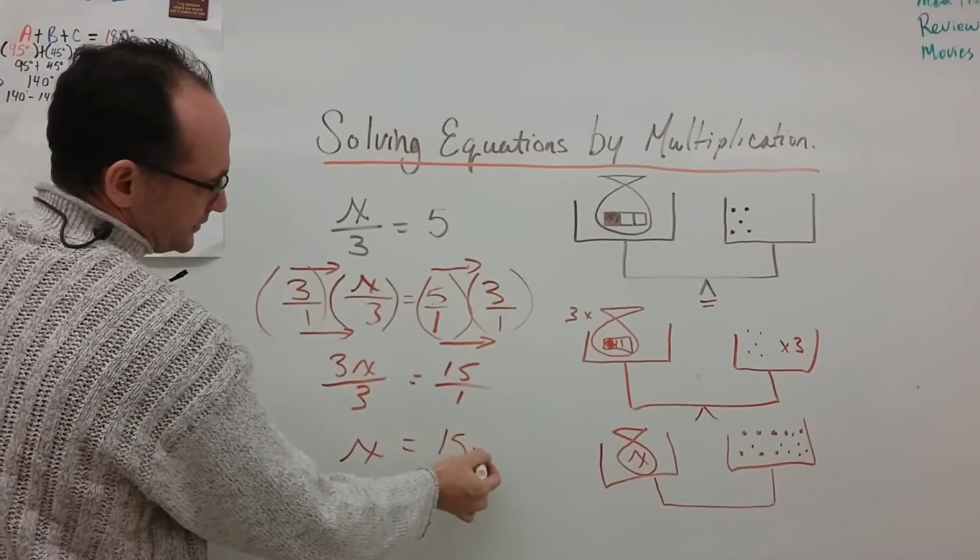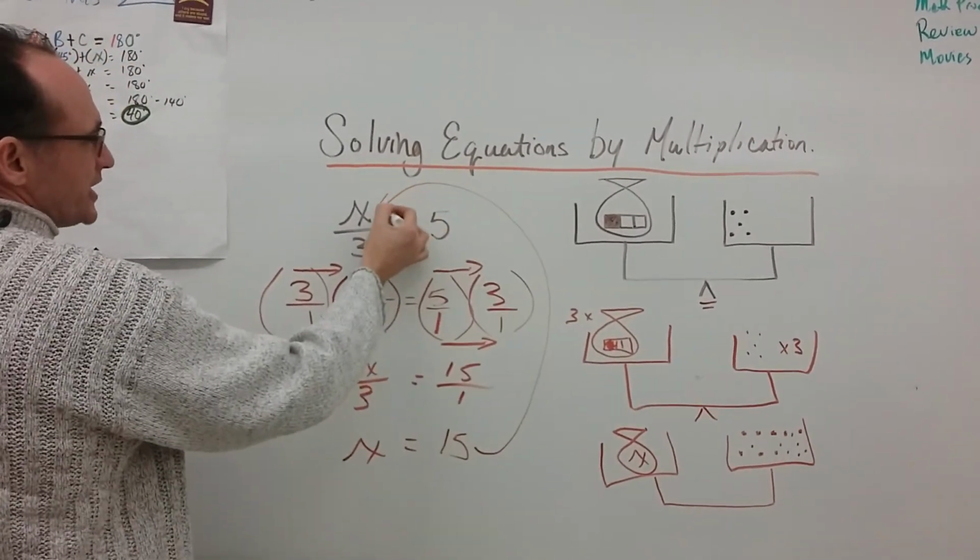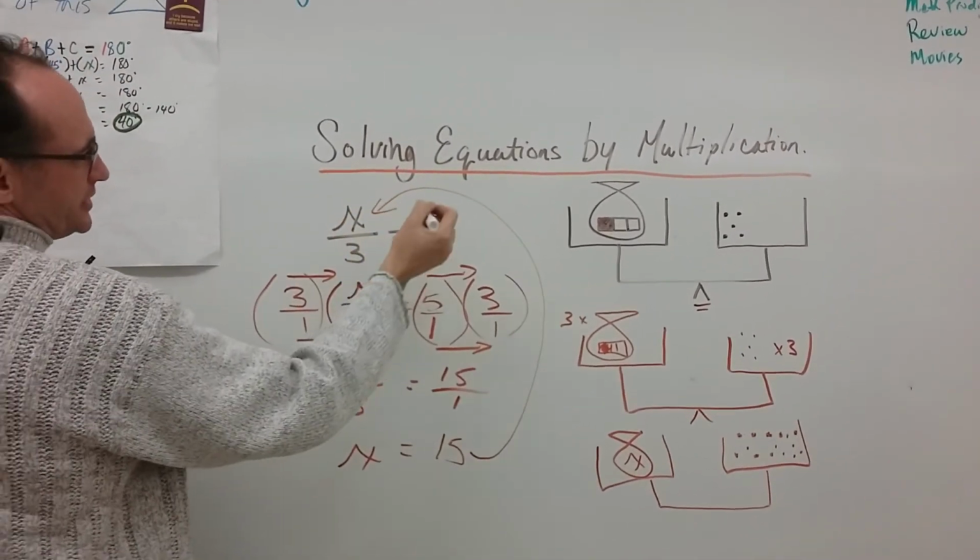So if we take the 15 and we substitute it back in for the x, 15 divided by 3 is 5.